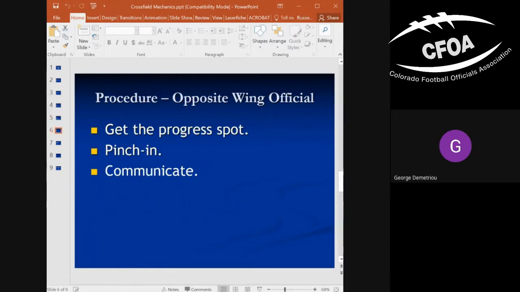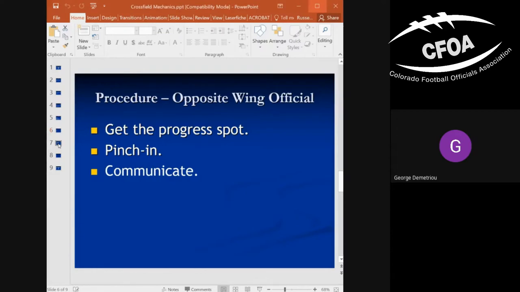Our next slide has the procedure for the far wing. Okay? And very simply, he is to get the progress spot. He then pinches in to demonstrate that he has the progress spot. And like many things in this sequence, that's conditional, because depending on what kind of play it was, he may have his own dead ball activity that he has to watch. So again, the pinching in is optional. It's preferable. And then the key is the last one, he has to communicate, especially to the umpire, that he has a good progress spot. And there's nothing wrong with him saying that loud enough so that it can be heard across the field.